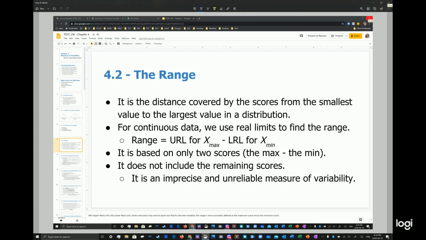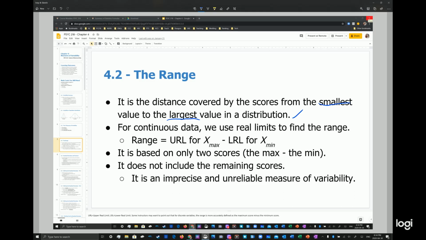If you already know what the range is, these points are pretty straightforward, especially if you were listening to this from the beginning. You'll probably get these points fairly quickly. So let's jump right through them. It's the distance covered by the scores from smallest to largest. That's done. We talked about this.